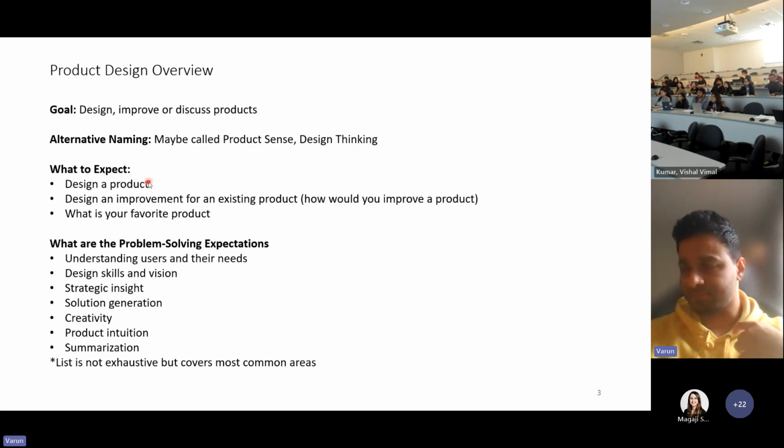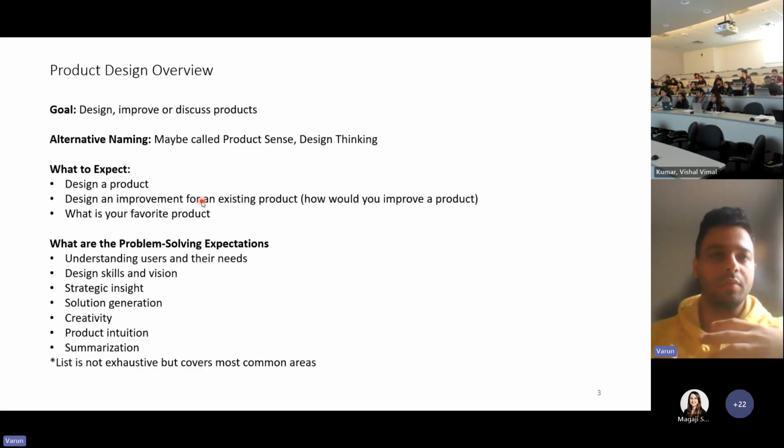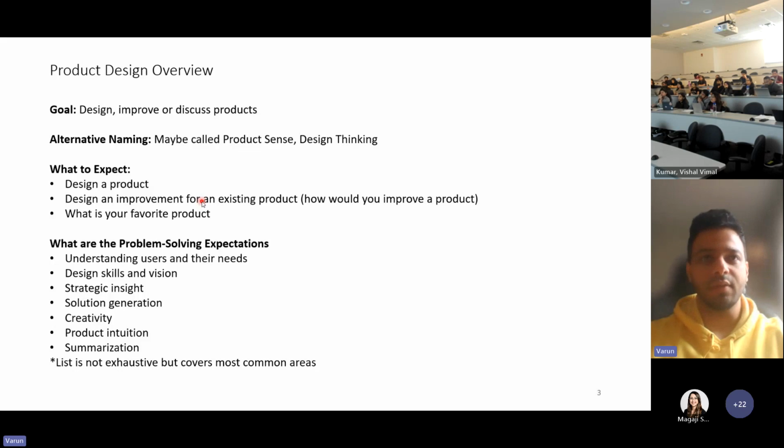It's pretty standard. There are three types, right? You either design a product from scratch, that's a 0 to 1 product ideation to implementation cycle. Then there's improving an existing product, like, how would you improve Google Maps, or how would you improve Facebook, kind of questions. Then the third is also a pretty common question: what is your favorite product? And this is basically you describing your favorite product and walking them through how you would improve it.